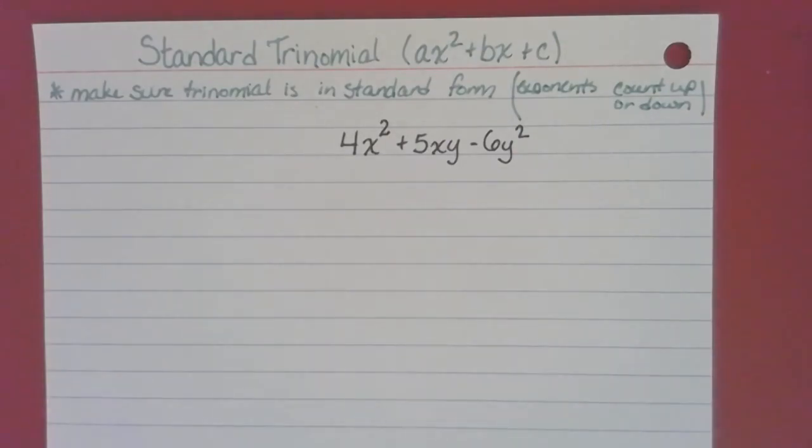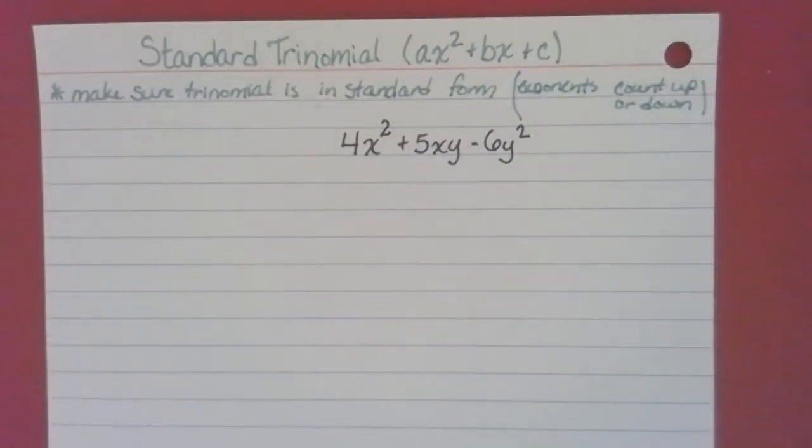This example has both x's and y's, and if I look at the exponents, the x's count down, so I go from x squared to x to no x, and the y's count up, so I go from no y to a y to a y squared. So this is in standard form. It is hopefully factorable. We have a way with this method to see if it's factorable. So we'll get started with our steps.